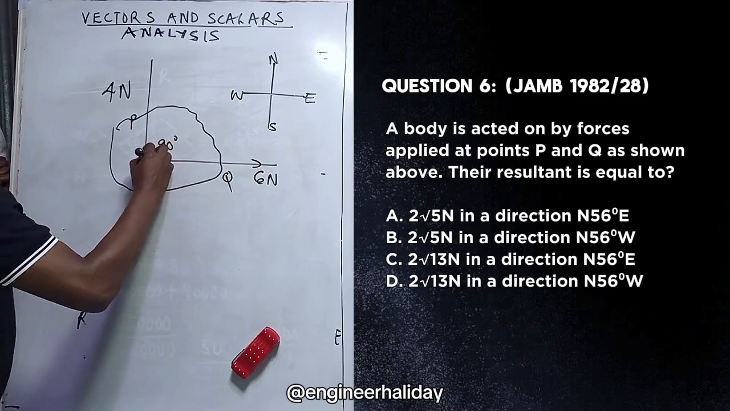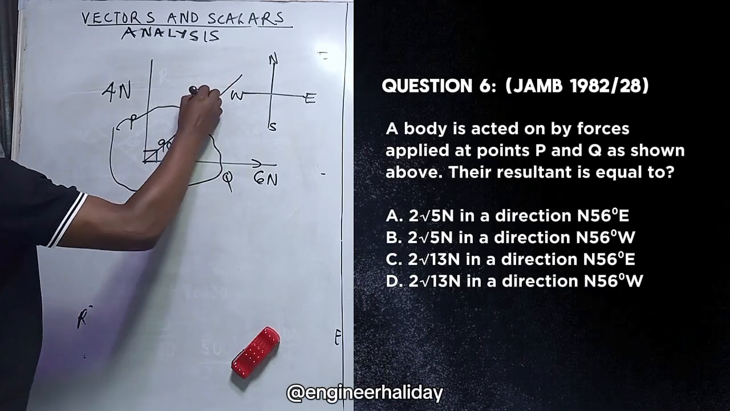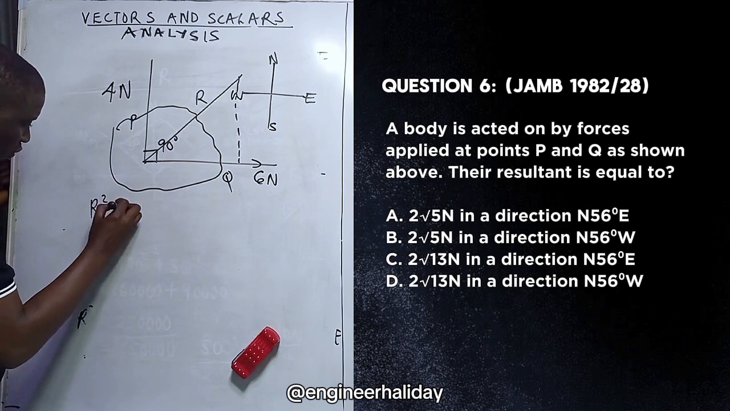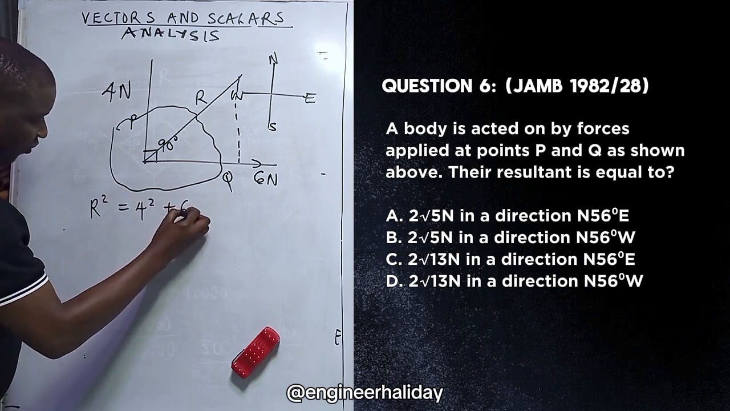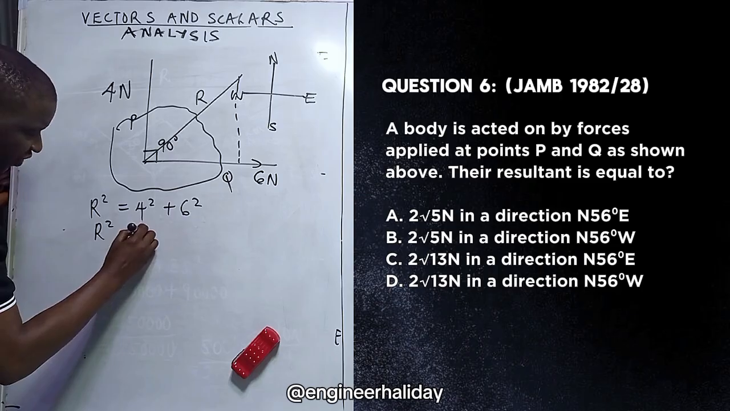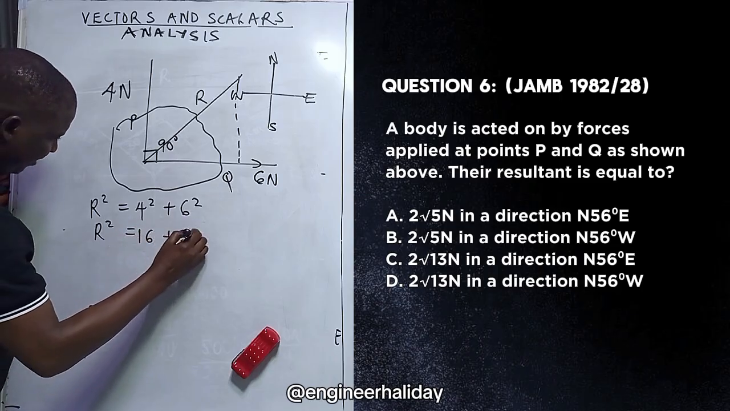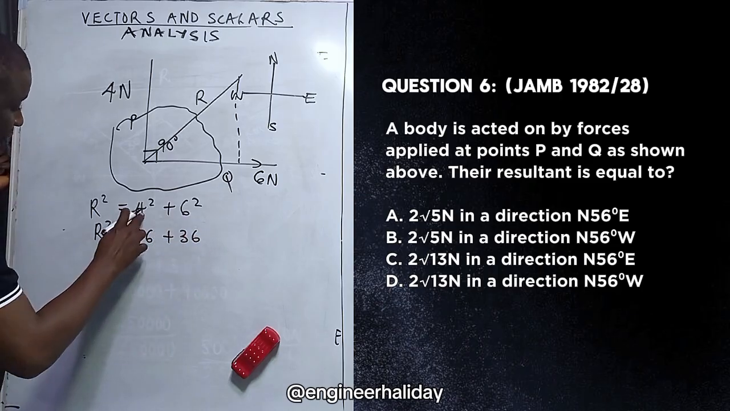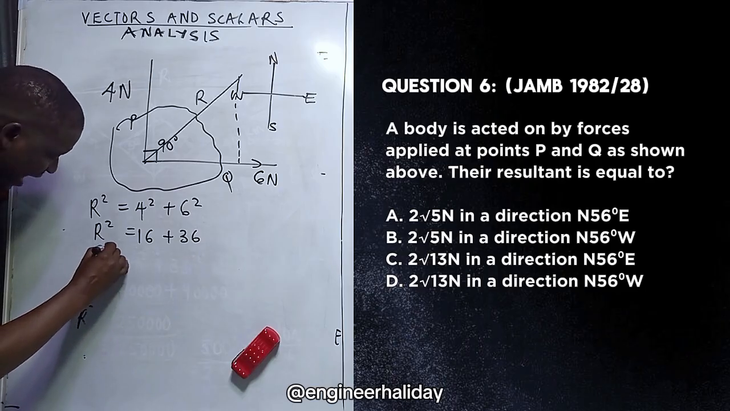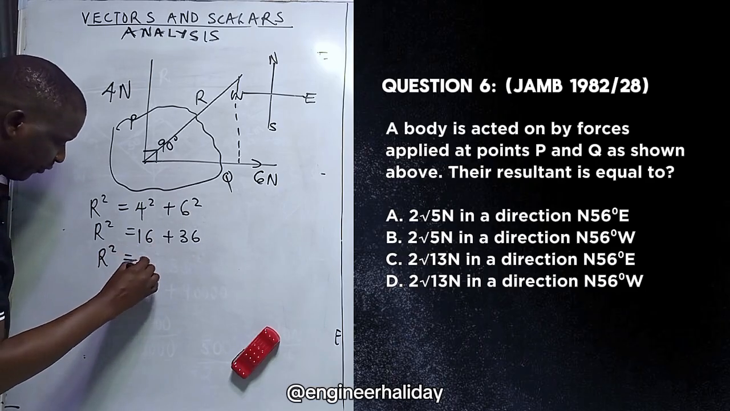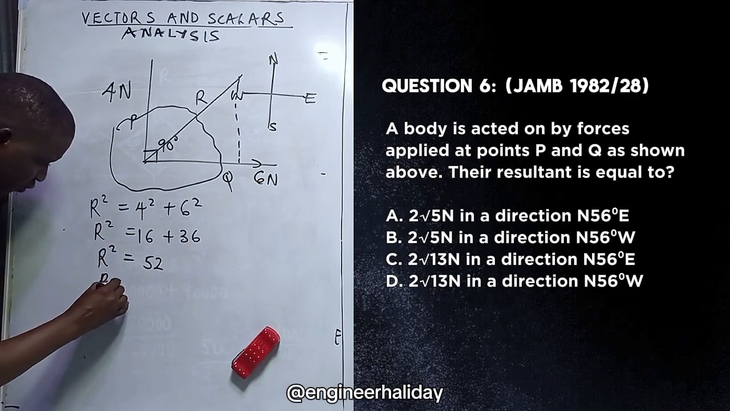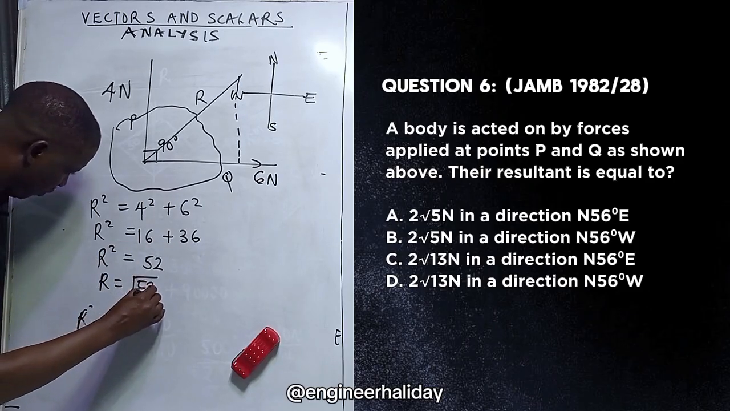So this is number 28. We take the resultant as simple as that, the way we have been doing. The resultant square equals 4 square plus 6 square. So r square equals 16 plus 36. 4 square is 16, 6 square is 36. So r square will give us 52, then r is equal to square root of 52.